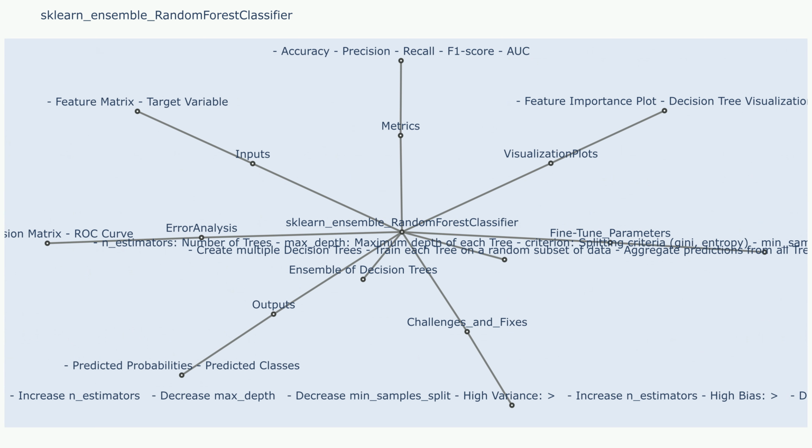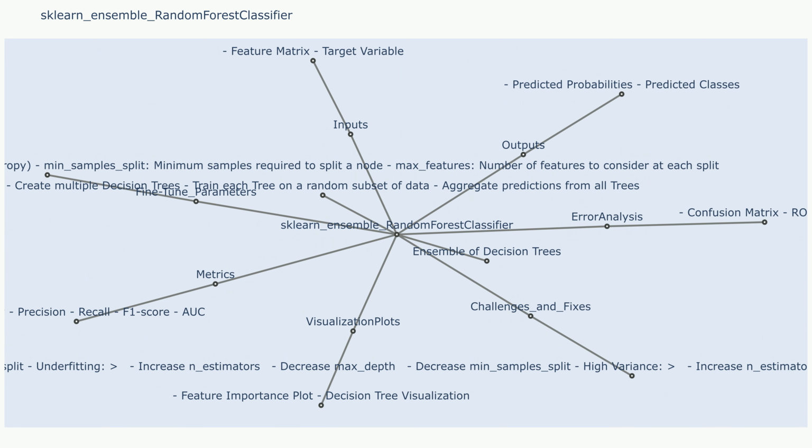Fine-tune parameters. n_estimators: the number of decision trees in the forest. Increasing this number typically improves model performance but also increases training time. max_depth: the maximum depth of each decision tree. Limiting this depth can help prevent overfitting. min_samples_split: the minimum number of samples required to split an internal node. min_samples_leaf: the minimum number of samples required to be at a leaf node.